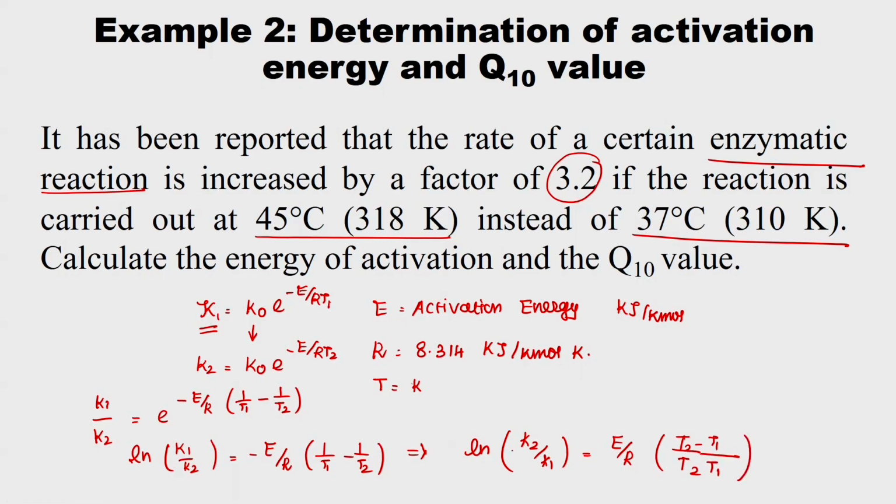Now I know how my rate is increased. K2 upon K1 is what they have mentioned, and it increases by 3.2. Now what is my T1 and T2? When I consider T1 as 310 Kelvin, my T2 is 318 Kelvin. So K2 upon K1 is 3.2. I have to substitute here and get things done. So ln of K2 upon K1 is nothing but E by R.